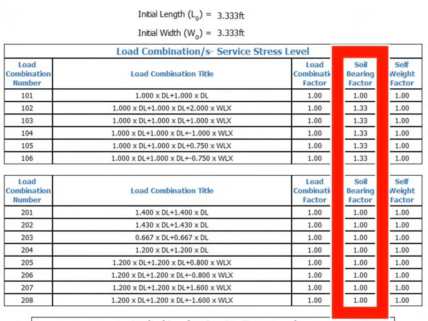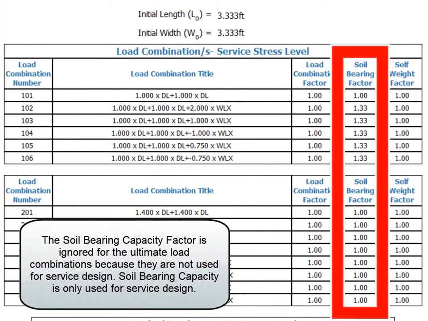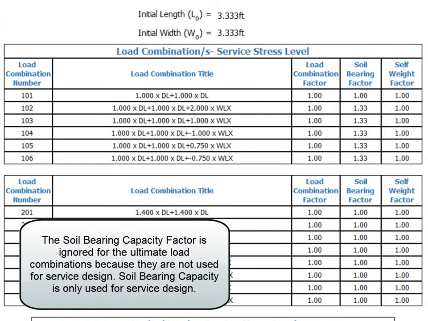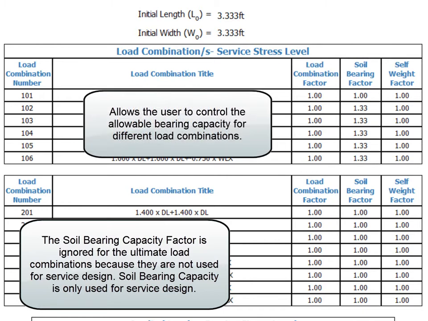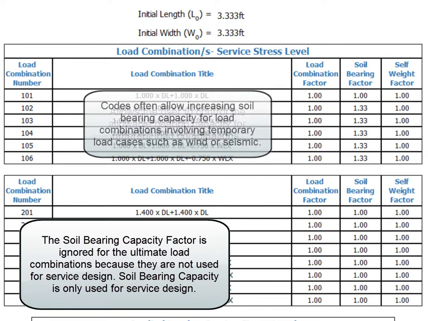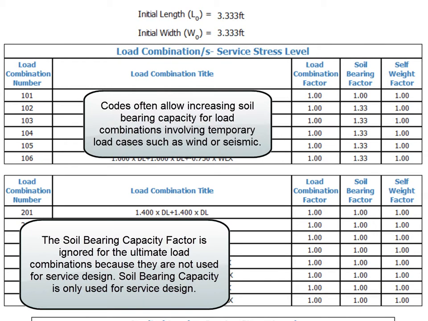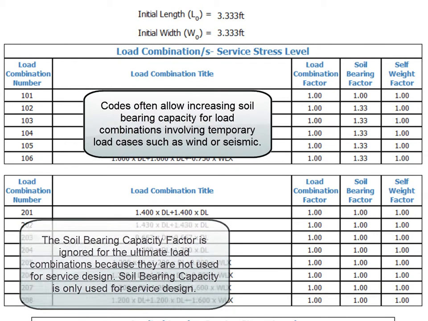Soil bearing capacity factors are a load case dependent factor which will be applied on the given bearing capacity under design parameters. It allows the user to control the allowable bearing capacity for different load combinations. Codes often allow increasing soil bearing capacity for load combinations involving temporary load cases, such as wind or seismic.